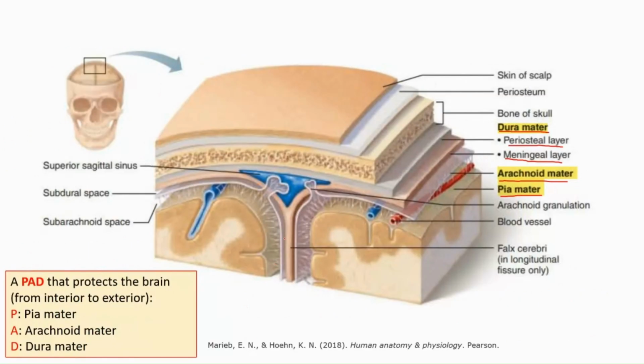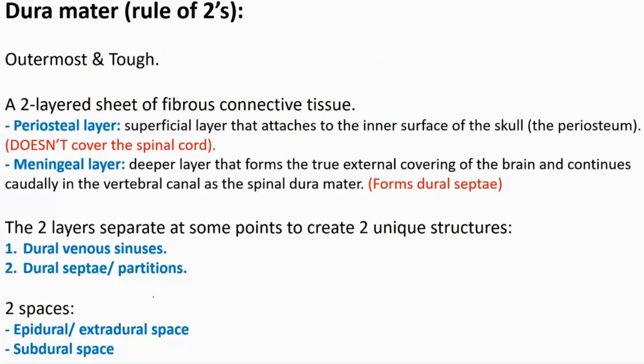As a mnemonic to remember the layers from the inside to the outside, I use this one: the membranes act as a pad that protects the brain. So, PAD from interior to exterior. P stands for pia mater, A for arachnoid mater, and D for dura mater. We will start with the dura mater, which is the outermost layer.